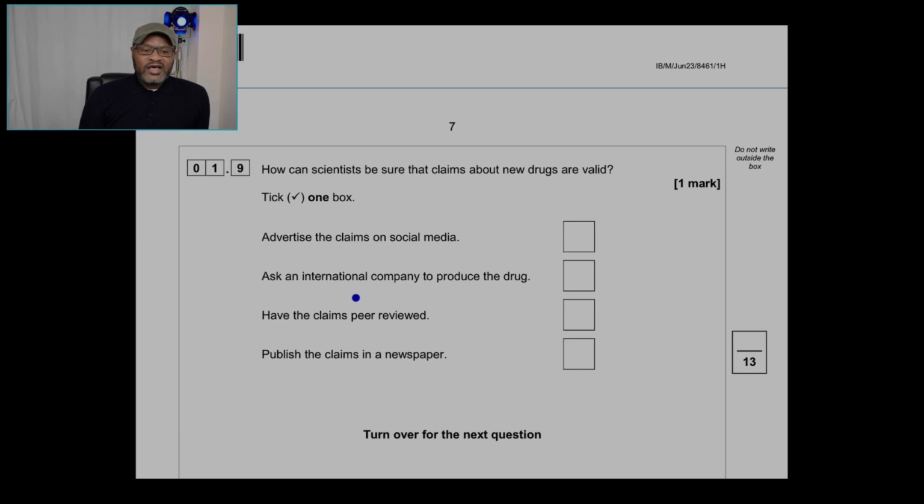Question 1.9. How can scientists be sure that claims about new drugs are valid? Tick one box. Advertise a claim on social media. Ask an international company to produce the drug. Have the claim peer reviewed. Publish the claims in a newspaper. It's got to be peer reviewed.